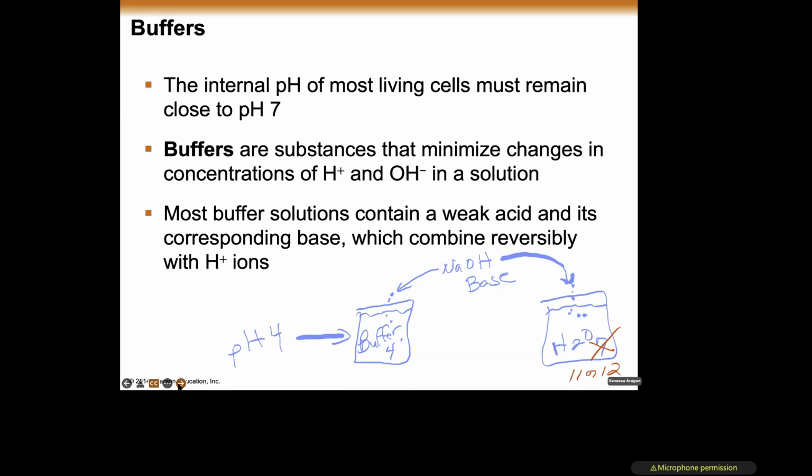So the buffer can maintain the pH versus something that is not a buffer doesn't. So just know buffers are not always number 7. A buffer is a weak acid or a weak base that will maintain its own pH, even when adding a base or an acid to it.